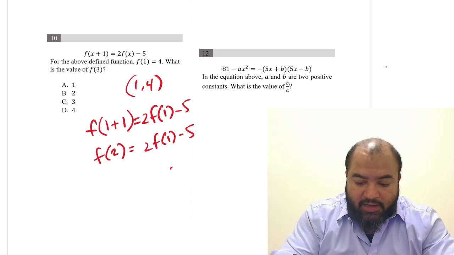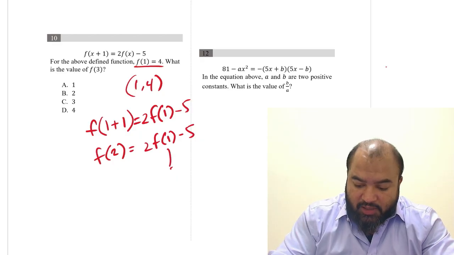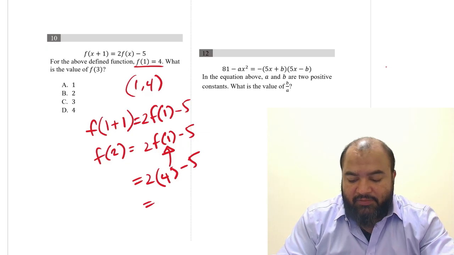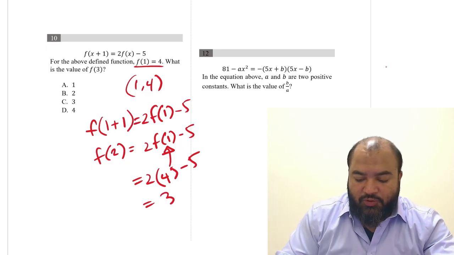And we know that f of 1 means 4. So I'm going to plug it in here. So 2 times 4 minus 5. So that's 8 minus 5, 3. So f of 2 is 3.